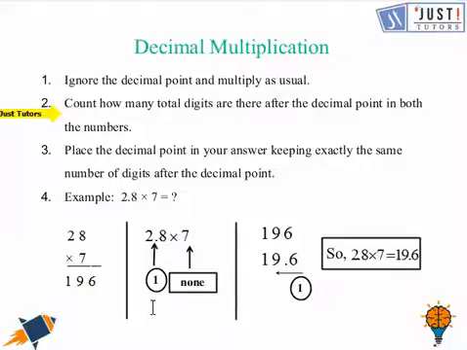So we can see that in 2.8 we've got one digit after the decimal point, which is 8, and in 7 we've got no digits after the decimal point. So in total we've got only one digit after the decimal point. Let's move to point number 3, which says place the decimal point in your answer keeping exactly the same number of digits after the decimal point. So when we did the times there, the answer was 196. And if we want to have just one digit after the decimal point, the correct place would be after 9, and hence the answer is 19.6. So this is how we do the multiplication of any decimal number with a whole number.